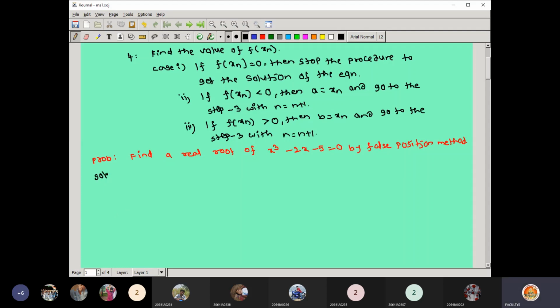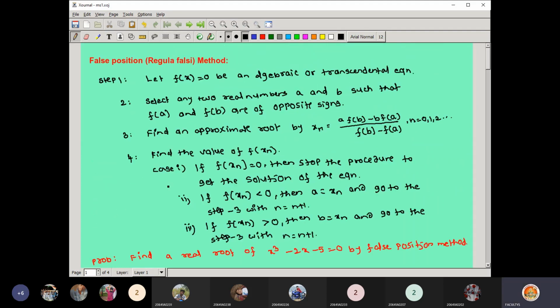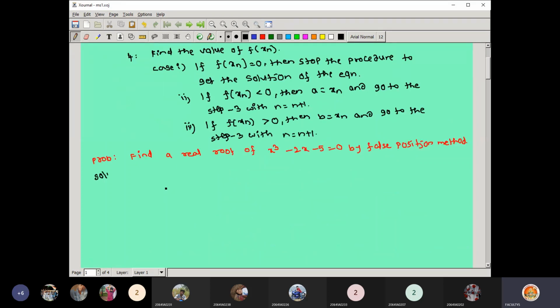Solution. One equation is given. Is that an algebraic equation or a transcendental equation? Transcendental means it should have special functions. Here there is no special function, so it is algebraic. For the given algebraic equation, by mentioning this, you are showing that you have a good idea.